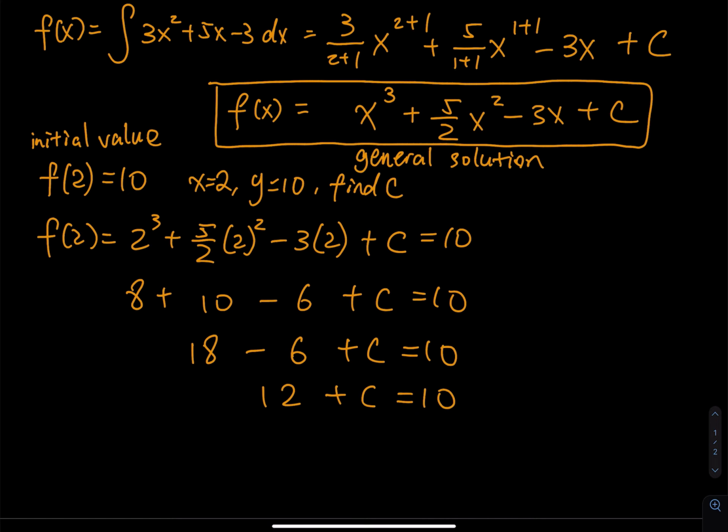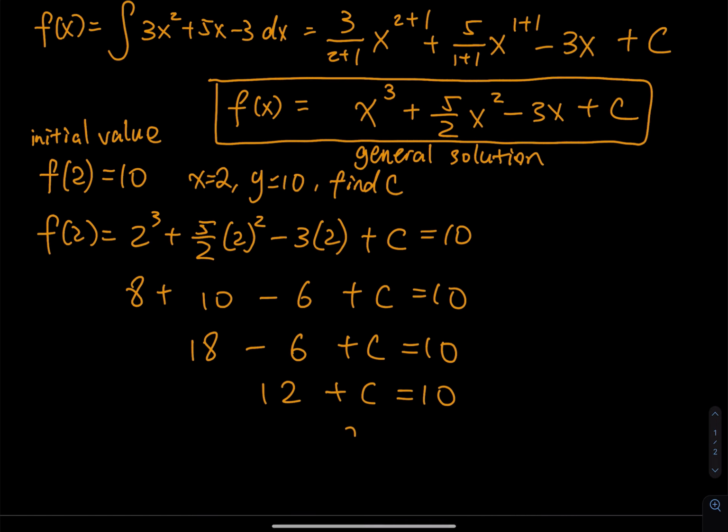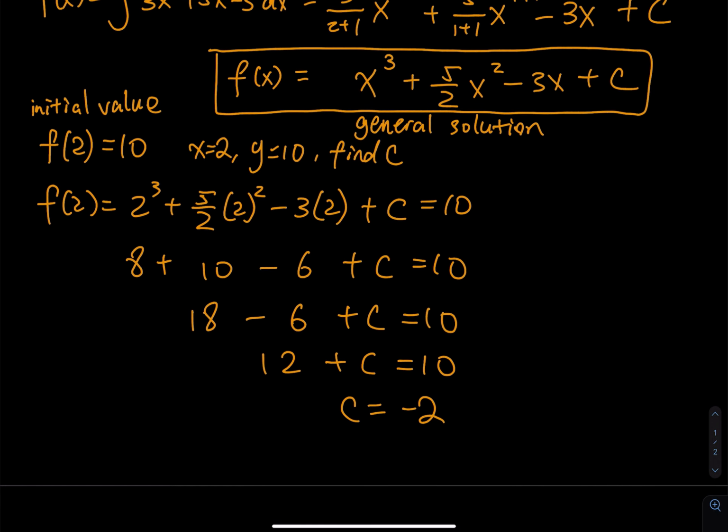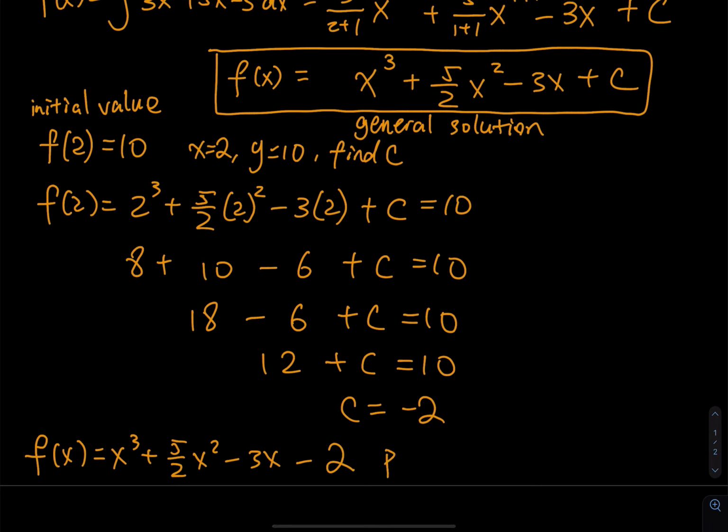So what is c equal to? c equals negative 2, right? So c equals 10 minus 12, which is negative 2. And then when you plug the c into the general solution, you have f of x equals x to the third plus 5 over 2 x squared minus 3x, and then plus c, which is negative 2. This is called a particular solution.